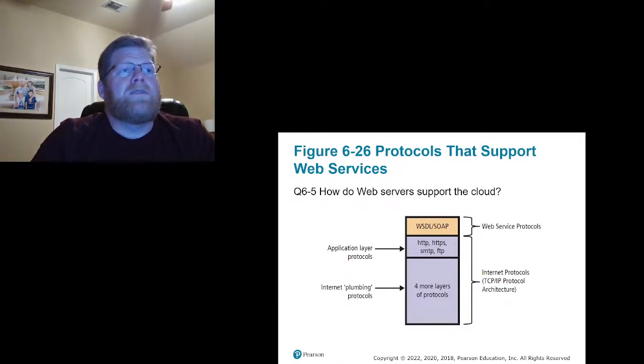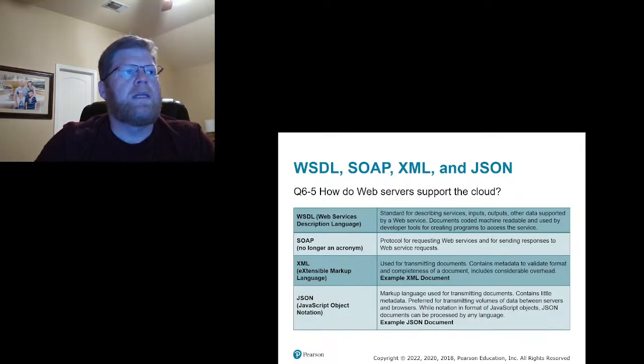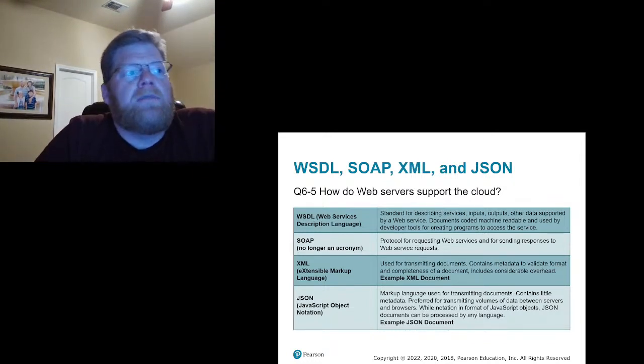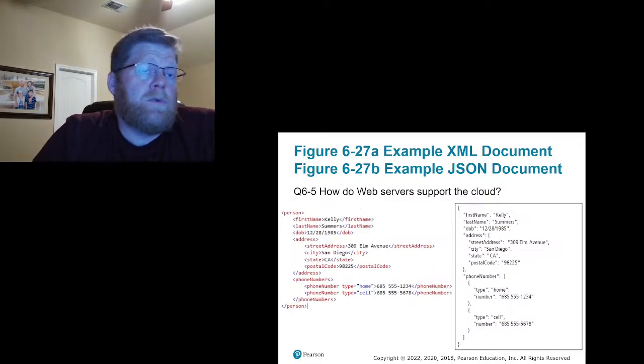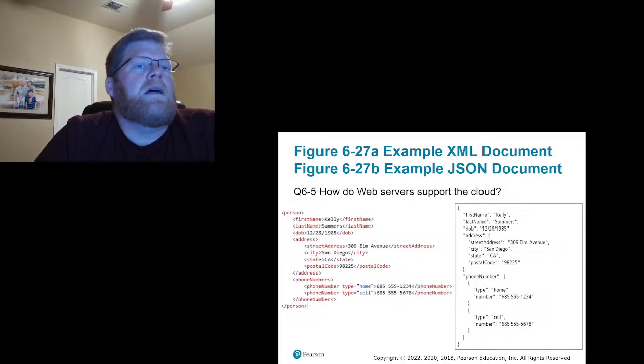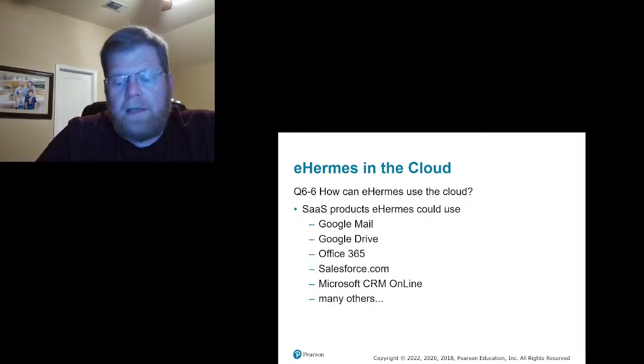Now, web servers support the cloud, so you've got web service protocols like WSDL and SOAP. Application layer would be your HTTP, HTTPS, SMTP, and FTP, right? And then internet plumbing protocols. So you got 4 more layers of protocols in that internet protocol, TCP/IP protocol architecture, that are below that, right? So this is a breakdown and illustration and description of all of those. I'm not going to go into those. This is an actual illustration of those languages.